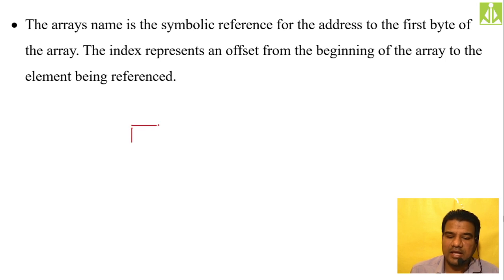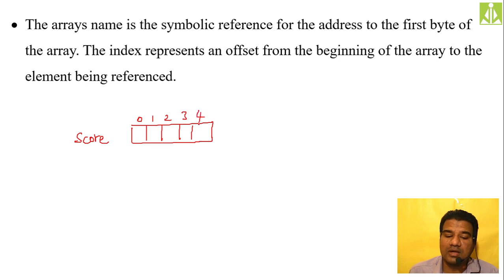See, we are creating an array of 5 elements. The name of this array is score, and the index values are 0, 1, 2, 3, 4. In order to access the first element, because this score is always going to point to the first element itself. Every element over here, the first, second, third, fourth and fifth element, is going to have some unique address.